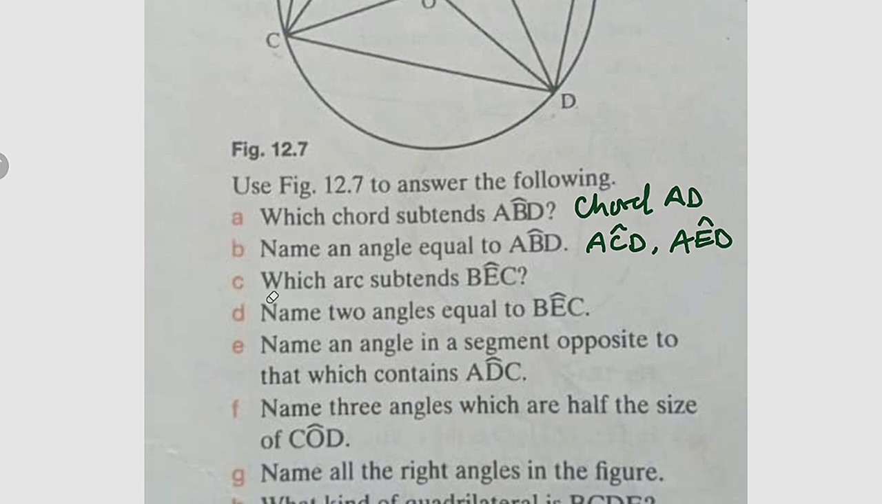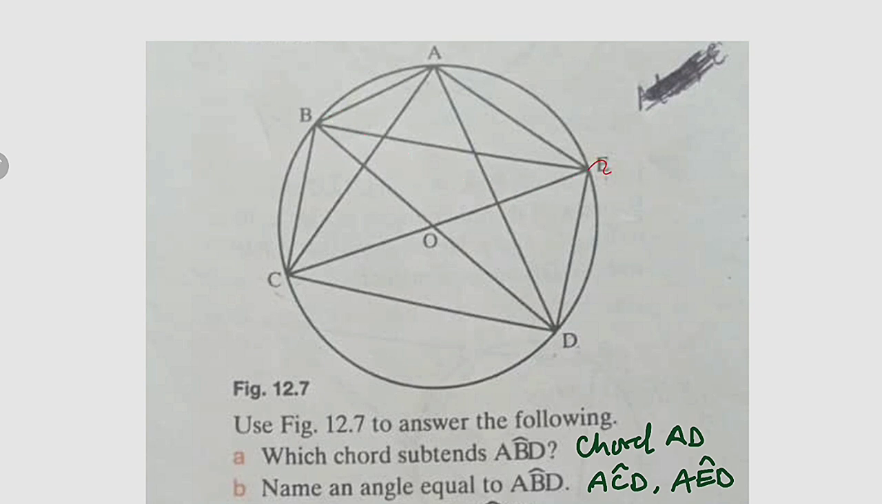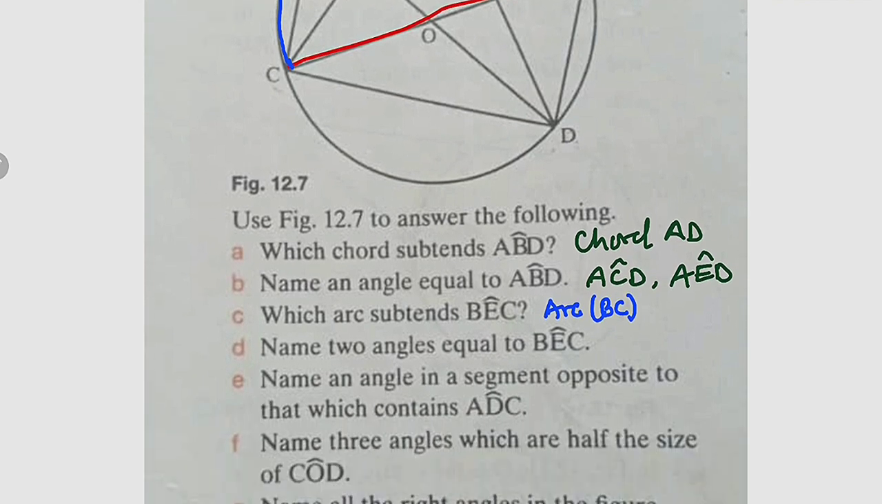Question number 3 reads, which arc sustains an angle BEC? So we're talking about angle E right here. So which arc sustains this angle? This is the arc BC. So let's write it here. Arc BC. Then the next question reads, name two angles equal to BEC.